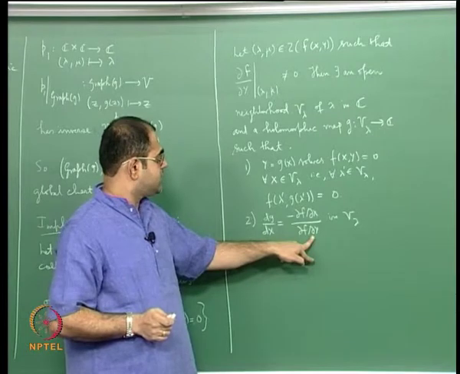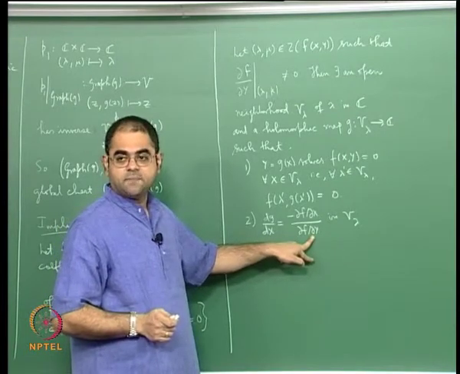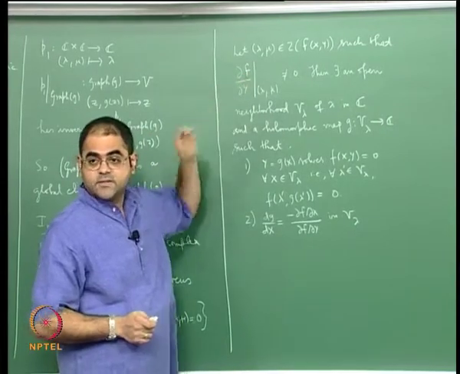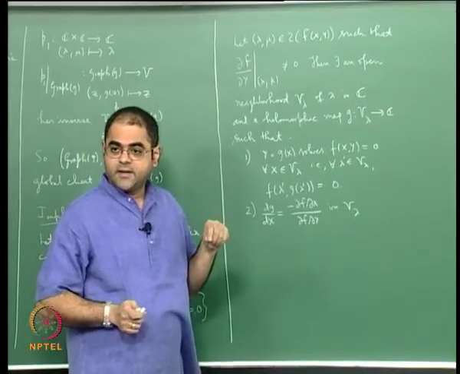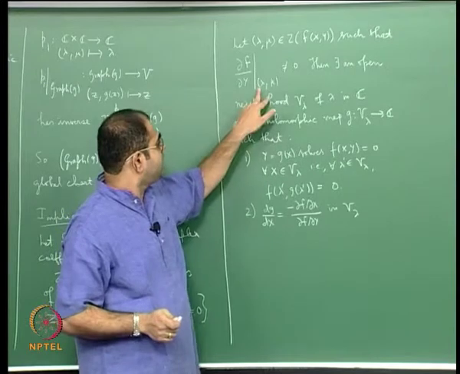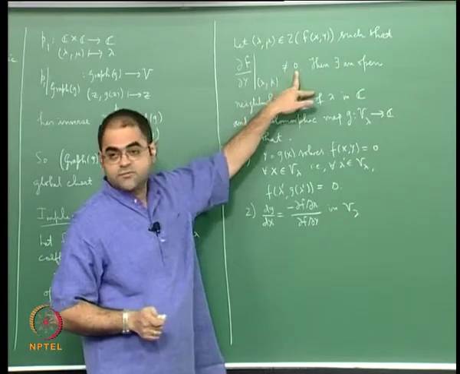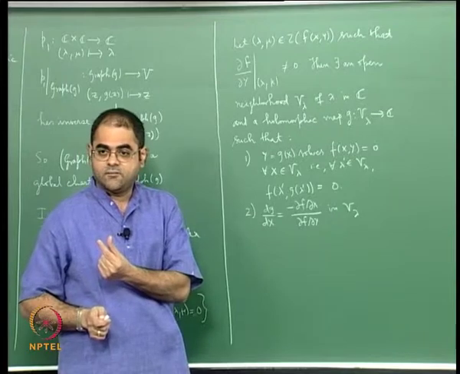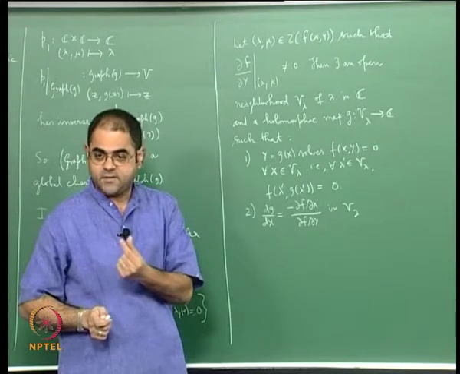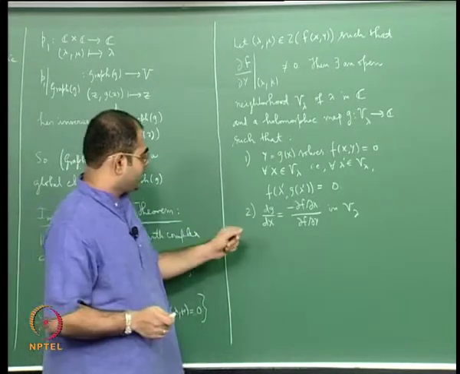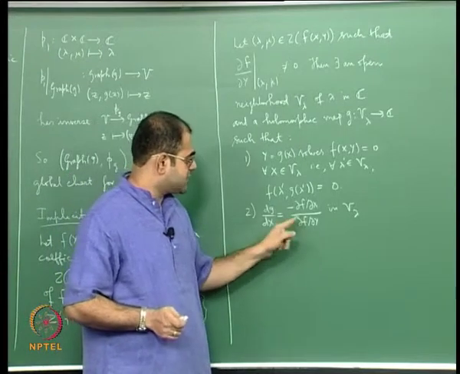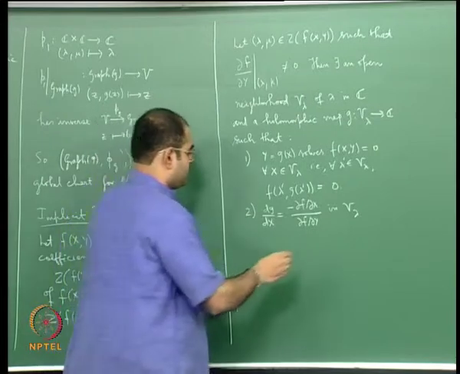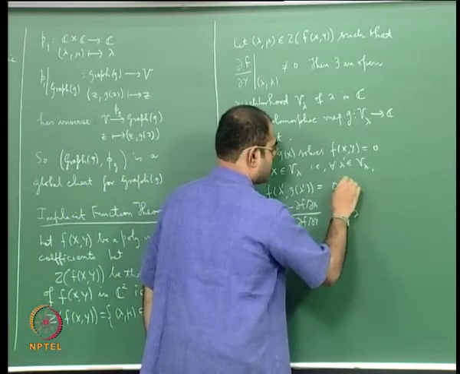You must remember that f is a polynomial, so dou f by dou y is also a polynomial, it's always continuous, and if a continuous function doesn't vanish at a point, you can always choose a neighborhood where it's never going to vanish. So that's what allows me to divide by dou f by dou y. And the third thing is the most important.